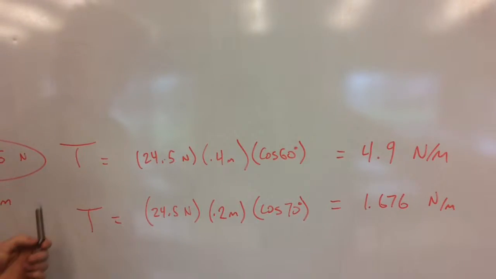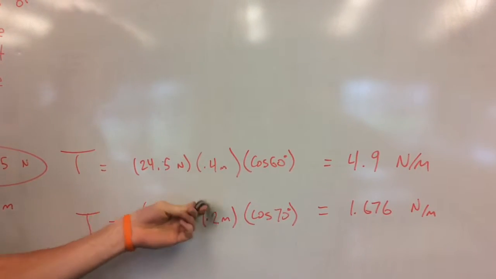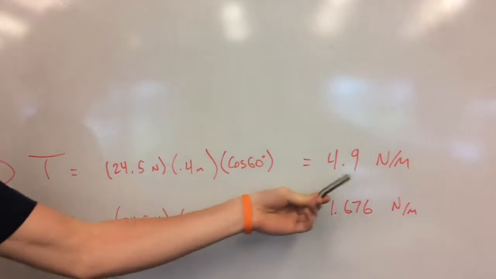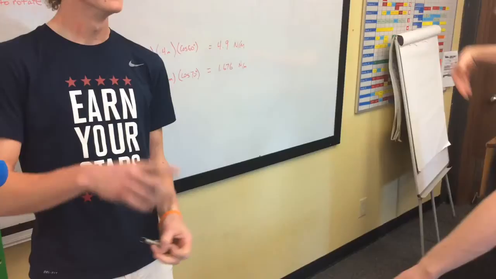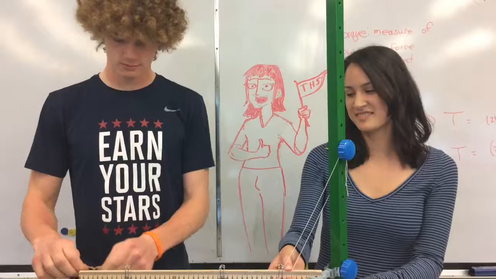It can be shown in the torque equation here with our mass, our radius, and the angle, and it comes out to 4.9 Newton meters. Yeah, that's some good physics there, boy!